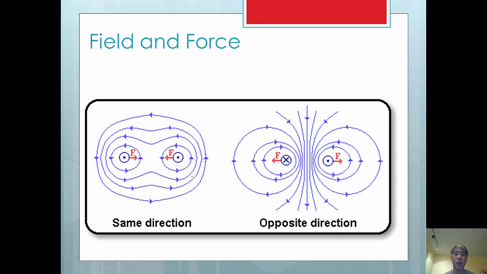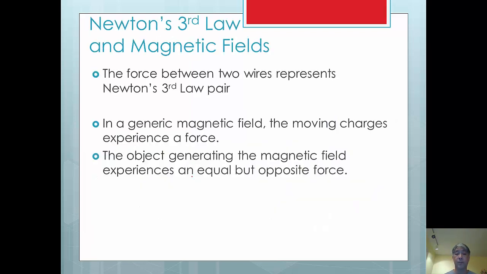In terms of the magnetic field, when the two currents are moving the same way, this is what my magnetic field looks like on the left. When they're moving in opposite directions, my magnetic field looks like the diagram on the right. And again, maybe you recognize some of these from those equipotential surfaces that we used to draw.